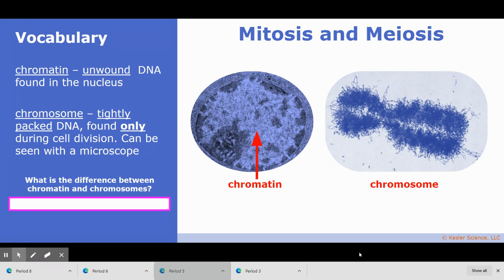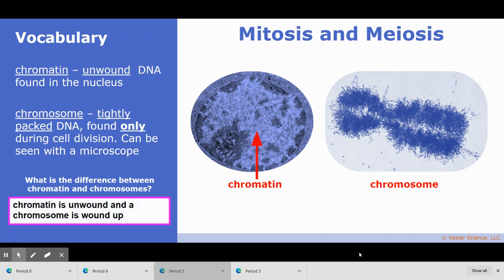And it's easier for the cell to move these chromosomes around if they're all nicely, tightly packaged instead of all loose and unwound. So what is the difference between chromatin and chromosomes? You should pause the video now. So chromatin is unwound and a chromosome is wound up DNA.